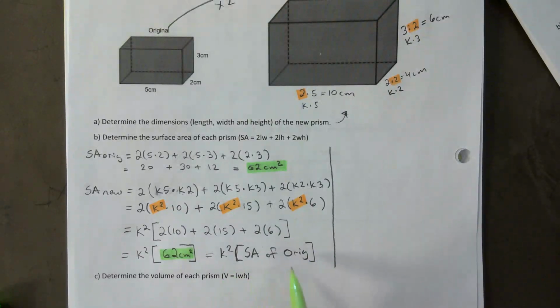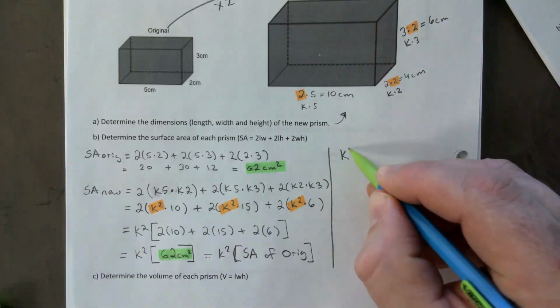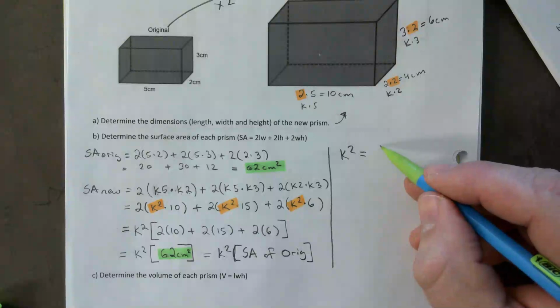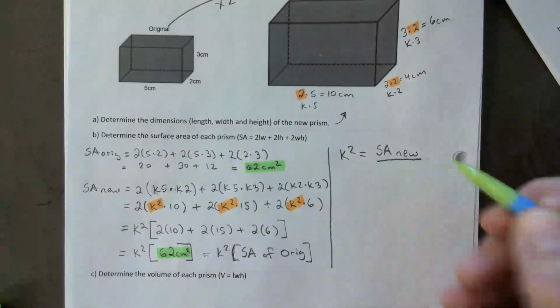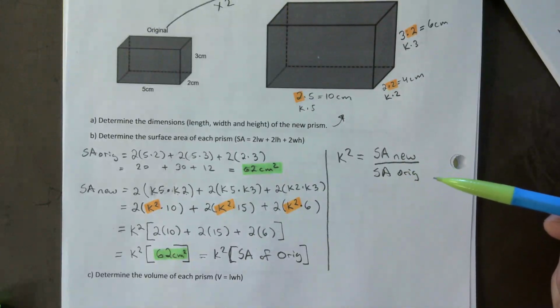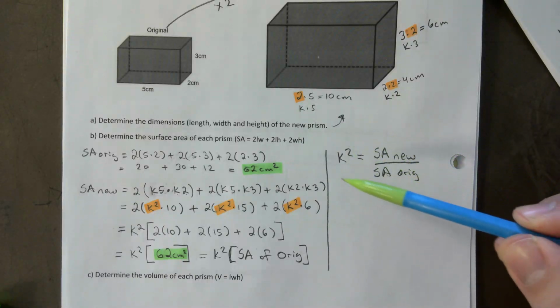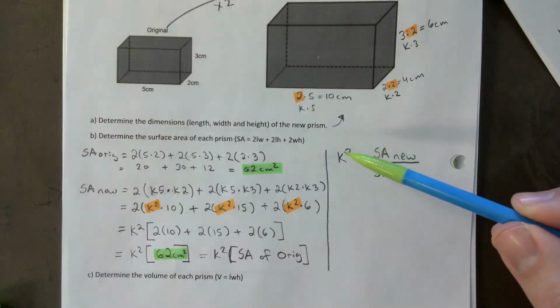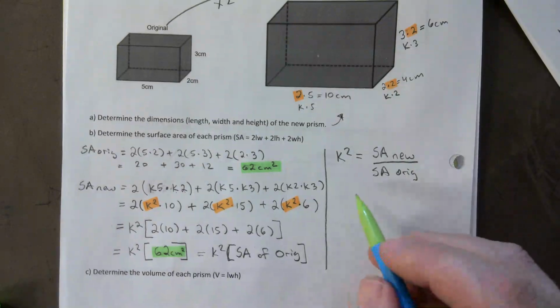And this is what I want you to really take home after doing this one. Okay? So it follows that k squared is going to be the surface area of the new shape divided by surface area of original. What do you notice about this formula here? Are there some similarities to the previous one when we just had k? New is always on top, original is always at the bottom, right? Still stays the same. So that doesn't change.